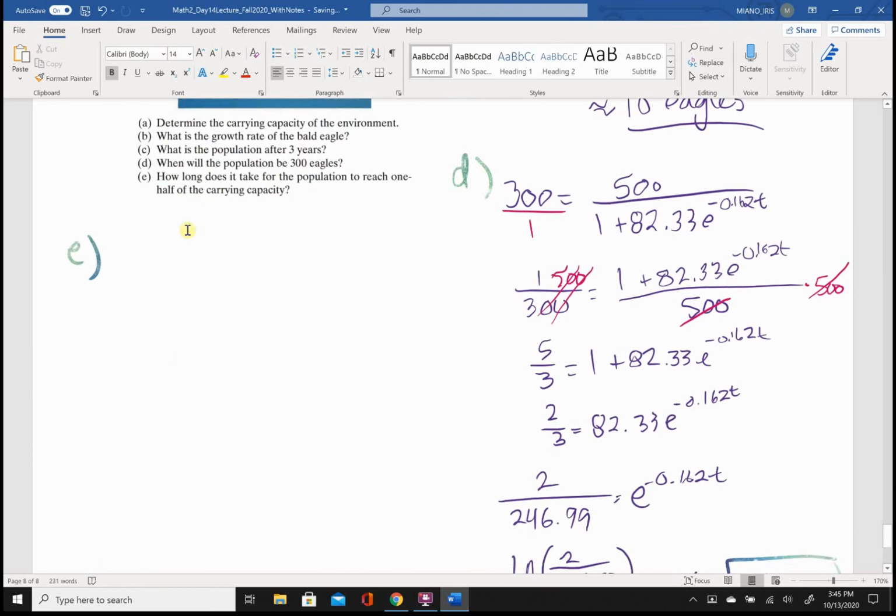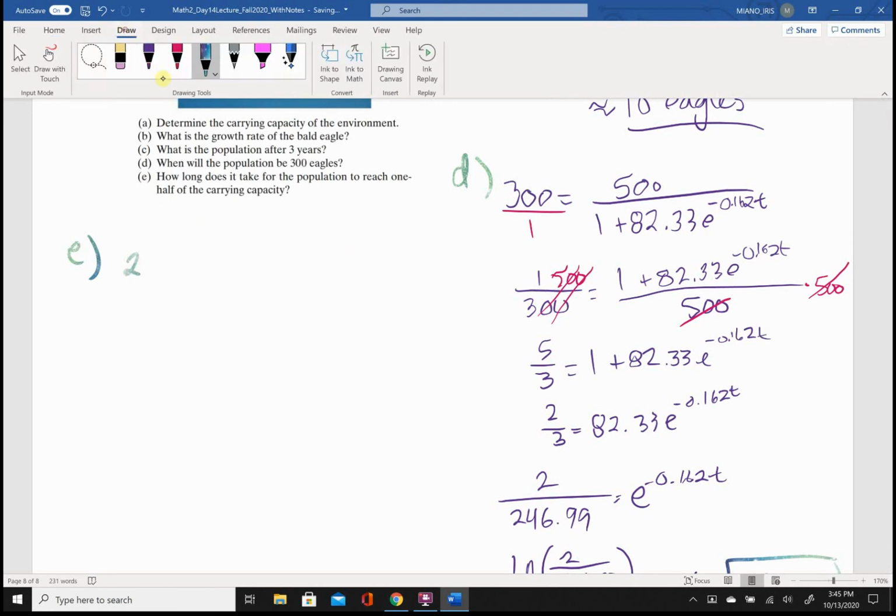So if we set this equal to 250, oops, hold on, equals this 500 over 1 plus 82.33 e to the negative 0.162 t. Oh man, my kids are really just about to explode. Okay, so what do we want to do here? We want to finagle this in the same exact way that we did here, but maybe avoid showing so many steps. So I'm going to go ahead and say dot, dot, dot.